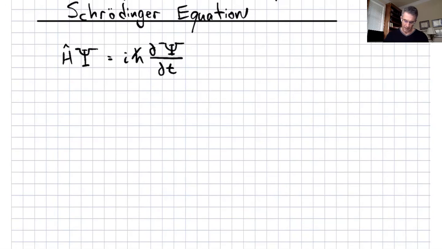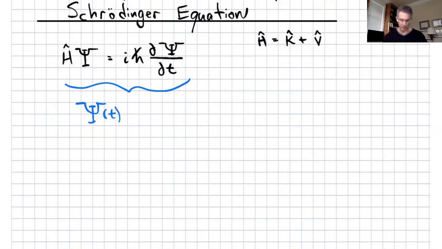Again, just reminding you that the Hamiltonian is equal to the sum of a quantum mechanical kinetic energy operator and potential energy operator. We're going to come back to that in a minute. Now, the way that equation is written, it's dependent on time. And the reason it's dependent on time is because in this equation, the wave function is, of course, a function of time.